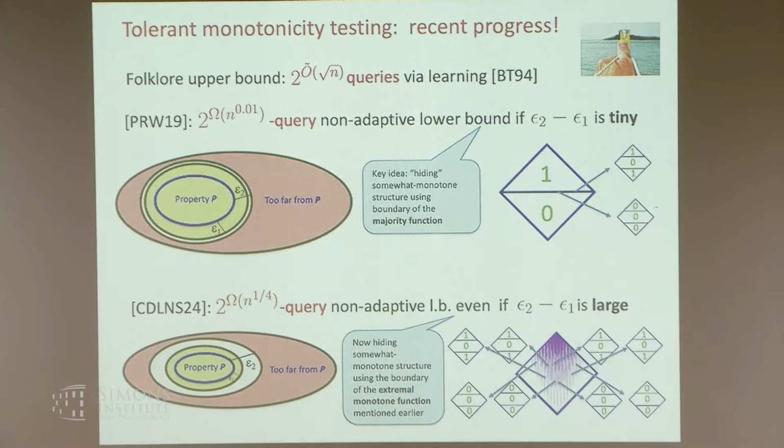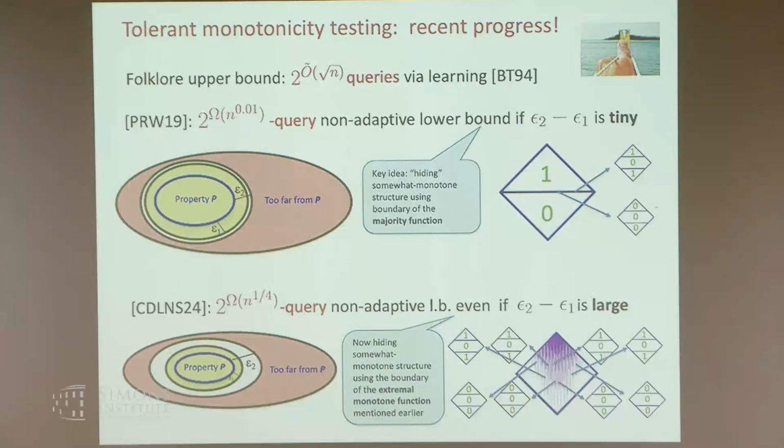The idea here was, again, to use these shaggy monotone Boolean functions. They have a lot of boundary, right? There's more room to hide what's going on. At a very high level, this was the essence of some of this recent progress for tolerant monotonicity testing. So we saw there's been progress recently on tolerant junta testing, tolerant monotonicity testing.